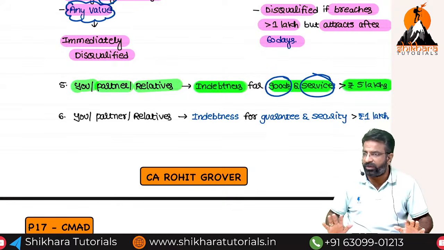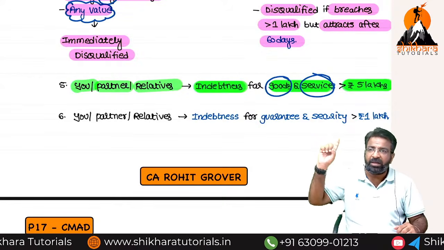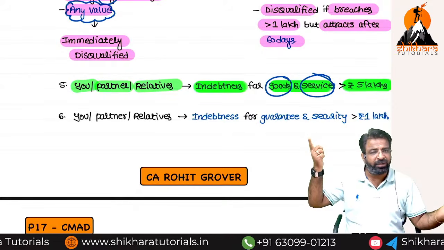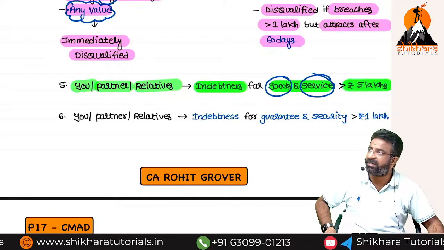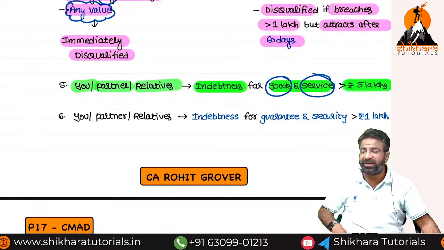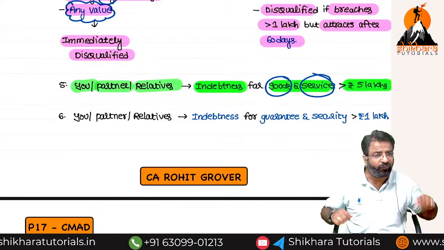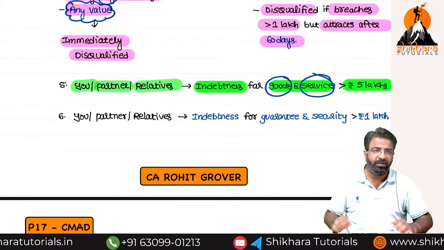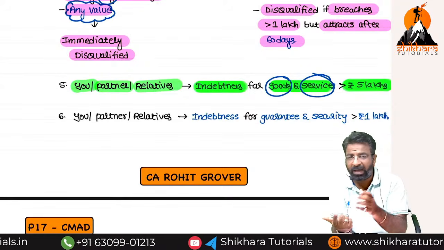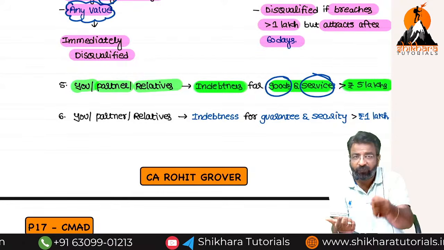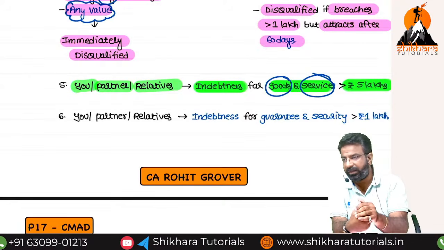Did you understand the definition of relative? Tell me one last time. Spouse, mother including stepmother, father including stepfather, brother including stepbrother, sister including stepsister, son including stepson, and son's wife, daughter does not include stepdaughter, but daughter's husband is included. Is it one relative limit or relatives limited? Tell me the 5th one. You, your partner or your relative are indebted to your client for goods and services exceeding the limit, you are immediately disqualified.